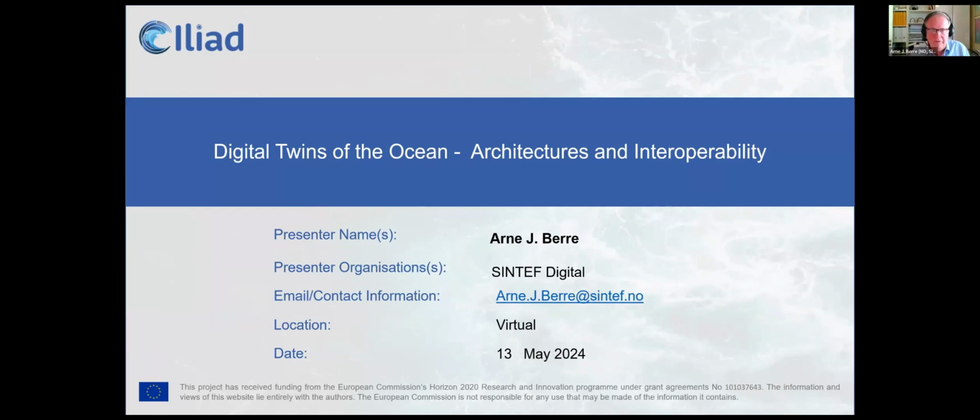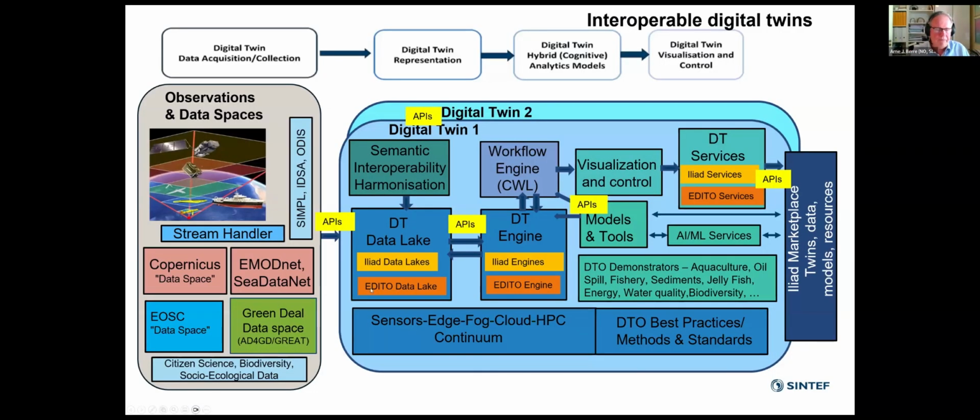So the overall architecture is related here to this top level digital twin pipeline for interoperable digital twins that goes from digital twin data acquisition to digital twin representation to digital twin analytics models, including AI, which we'll talk about tomorrow, and also visualization and control and interaction. The first step of this pipeline is about gathering data from sensors in particular.